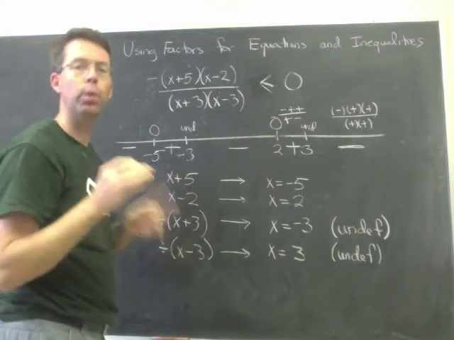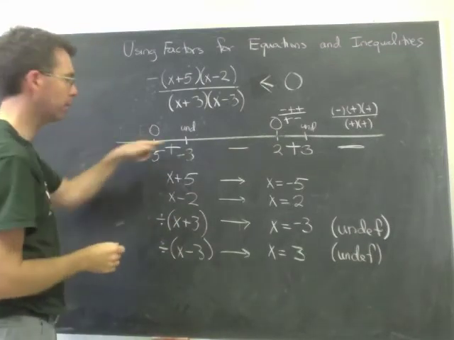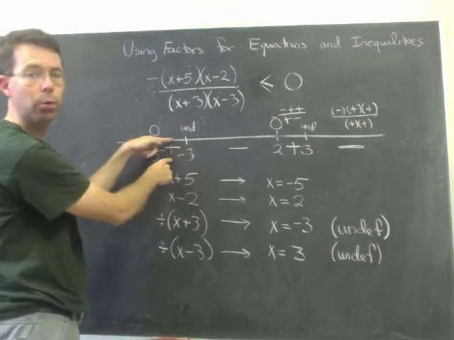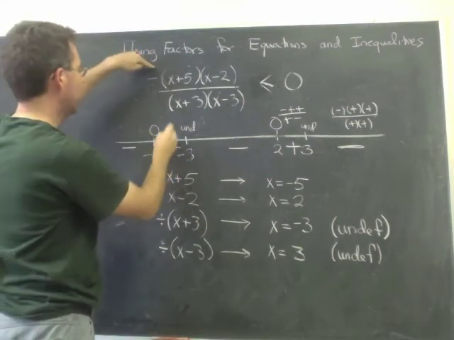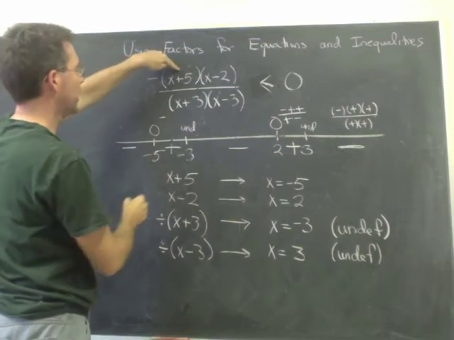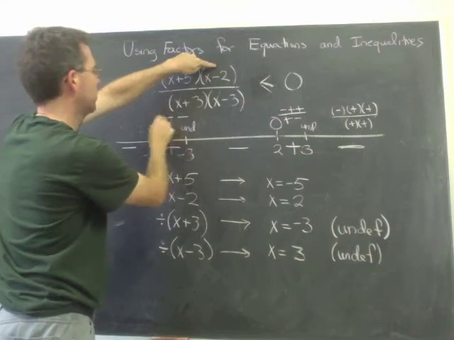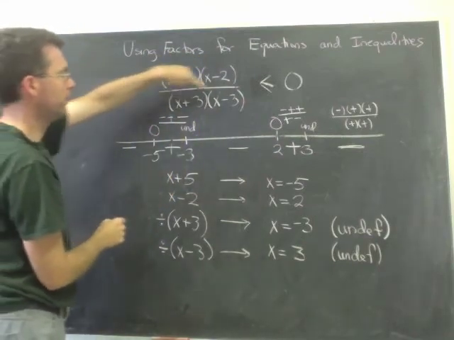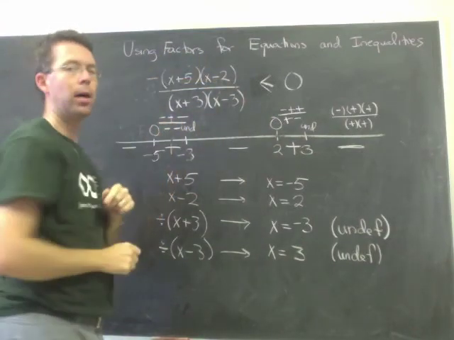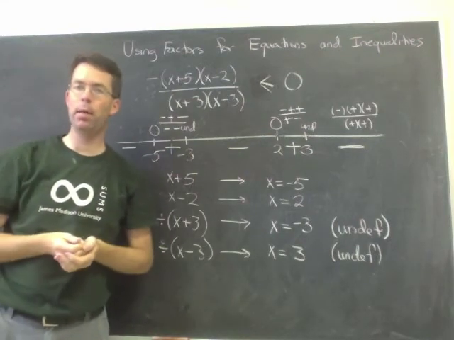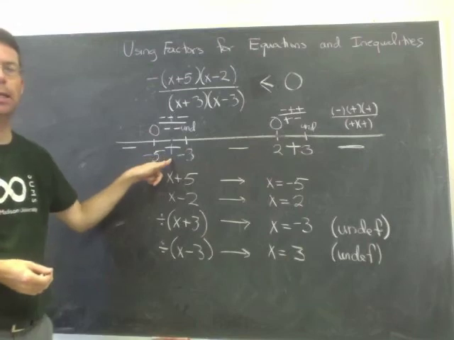Just to clarify one more example, here in the middle between -5 and -3, I might pick -4. So I get negative 4 plus 5 is positive, -4 minus 2 is negative, over negative and negative. I have a total of 4 negative numbers multiplied together. That's an even number of negatives. Parity rules say it's positive.